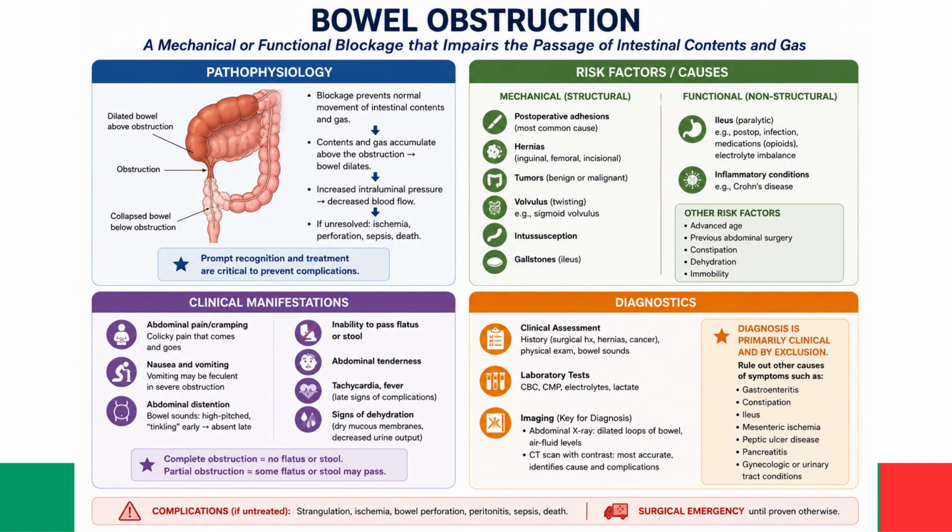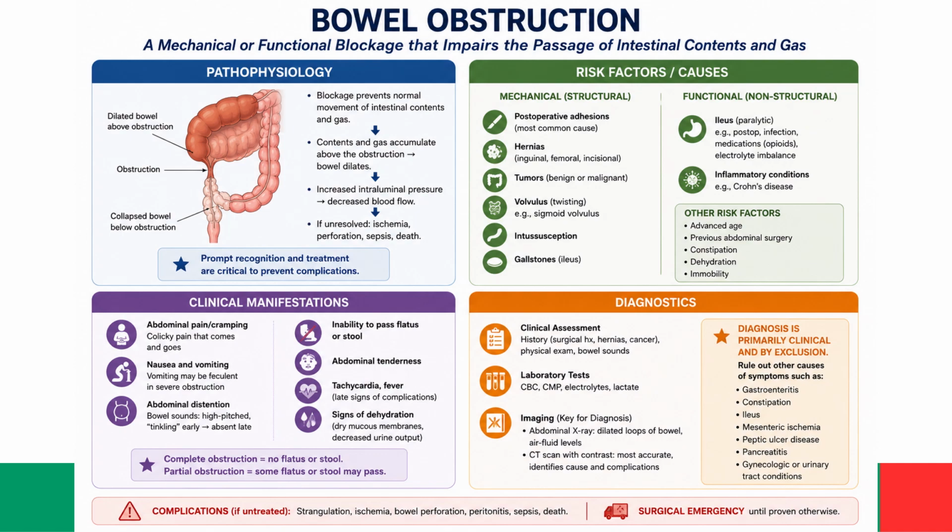What do we expect clinically? So the classic findings include abdominal pain or cramping, nausea and vomiting, abdominal distension, and decreased passage of stool or flatus. And the exact presentation depends partly on where the obstruction occurs. So a more proximal small bowel obstruction may produce earlier and more frequent vomiting because the blockage is relatively close to the stomach. And with a more distal obstruction, abdominal distension may be more prominent and vomiting may occur later.